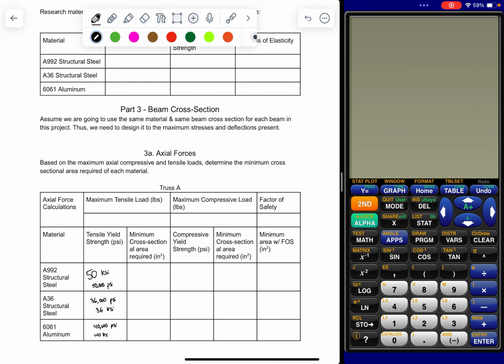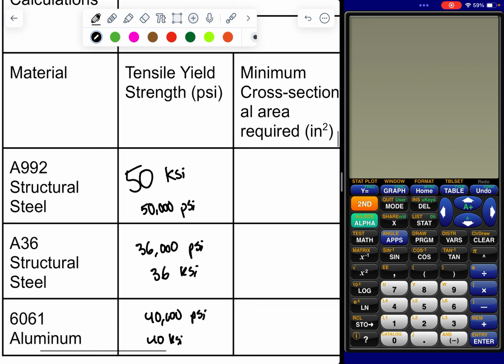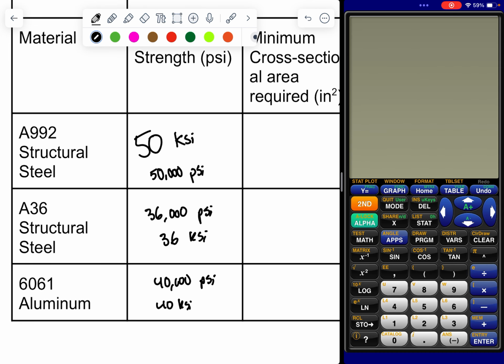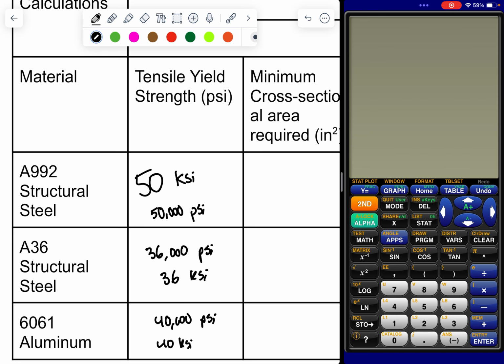All right, guys, recording this video here to talk about the second part. What I've done already is a little bit of research into these three materials, A992, A36 steel, and 6061 aluminum, and I found their yield strength.